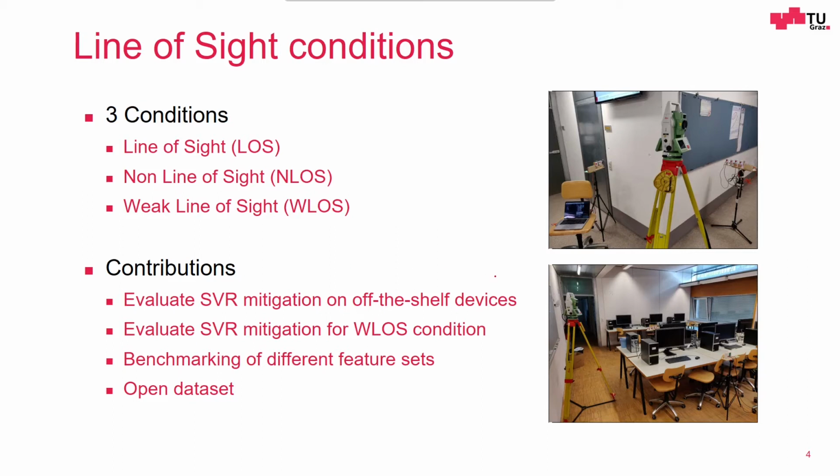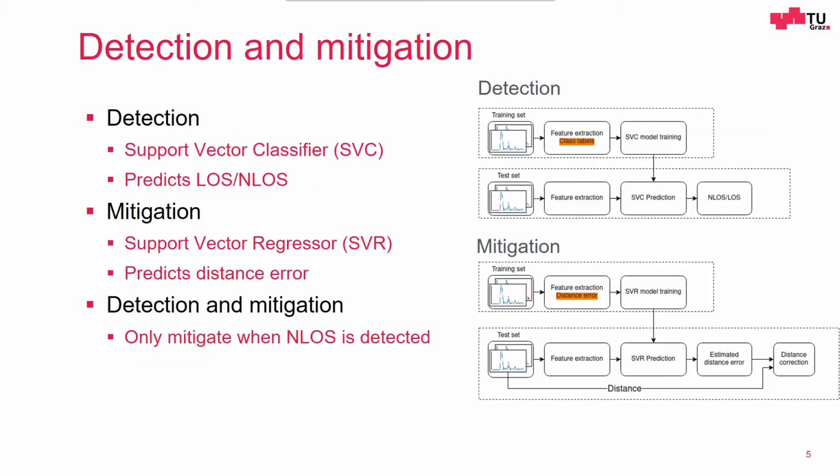Our contributions are that we evaluate the SVR-based mitigation approach on off-the-shelf devices. We also specifically evaluate what we call weak line of sight conditions, and we benchmark this approach for different feature sets, and also we put our data set online. We evaluate the performance of three methods. There is the detection method, where we use a SVC classifier, and that predicts the condition, so line of sight or non-line of sight conditions of unseen measurement samples.